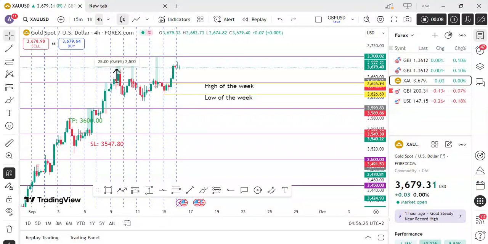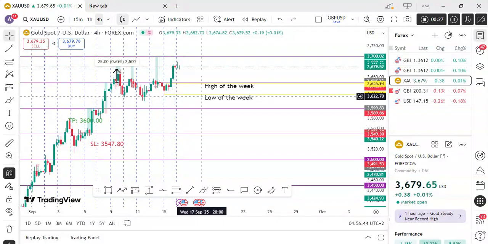Yesterday, being Monday, I was very busy. I went to court yesterday regarding my brother's case, and as God would have it, he was discharged and acquitted yesterday. So I didn't have the time to post my bias after marking the high of the week.